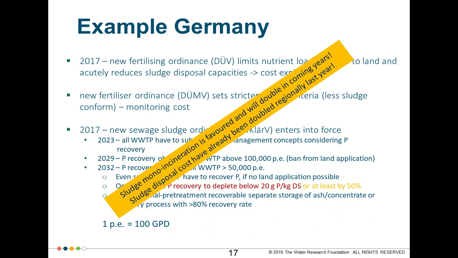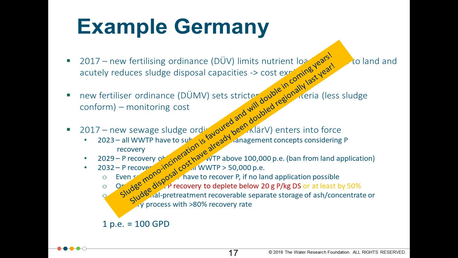So if you want to recover phosphorus on site at your wastewater treatment plant, which will then only make sense if you have a co-incineration facility nearby, and your sludge contains more than 20 grams phosphorus per kilogram dry solids, then you have to deplete your sludge below this value to be allowed to incinerate your sludge in co-incineration plants, be it coal-firing, cement works, or municipal waste incinerators.